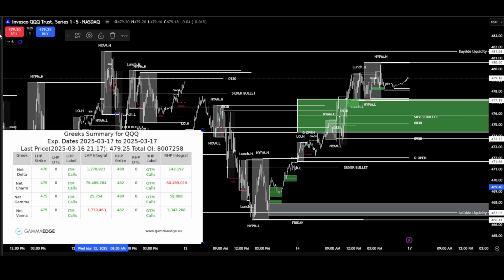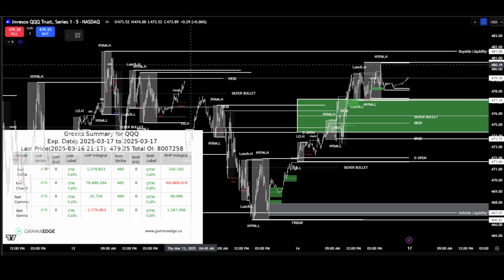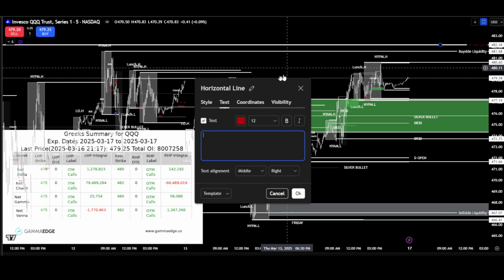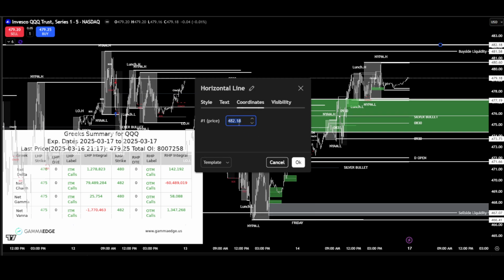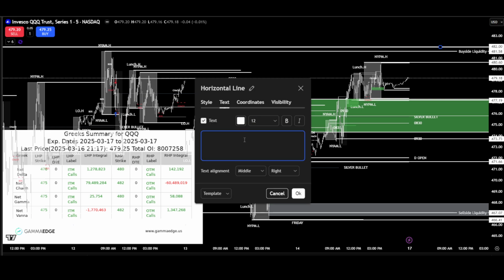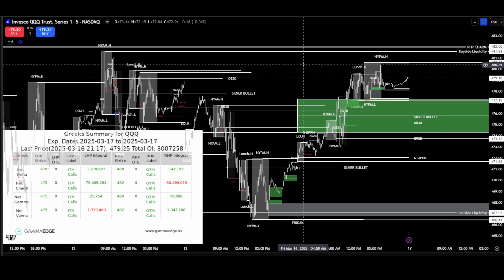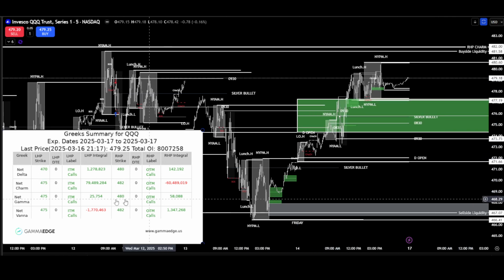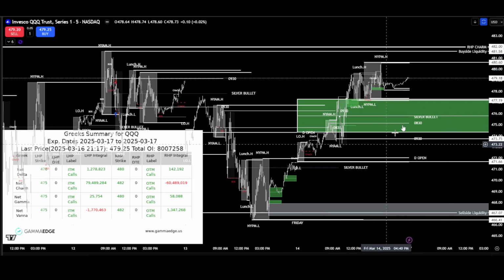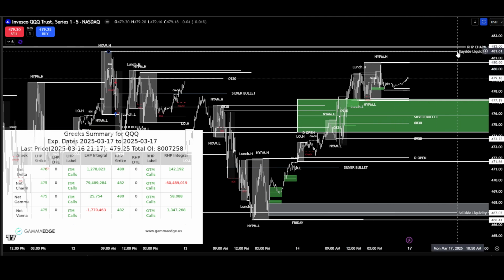Okay, so what I see, we'll do the right-hand plane first, is I'll just slap it in there. I'll open it up, and then I'll put that level at 482. And I'll label it right-hand plane charm. Okay, so now I know where my right-hand plane charm level is. Again, I'll adjust that at pre-market if these numbers change, but at least I have it on my chart right now, and it's right above buy-side liquidity, right?